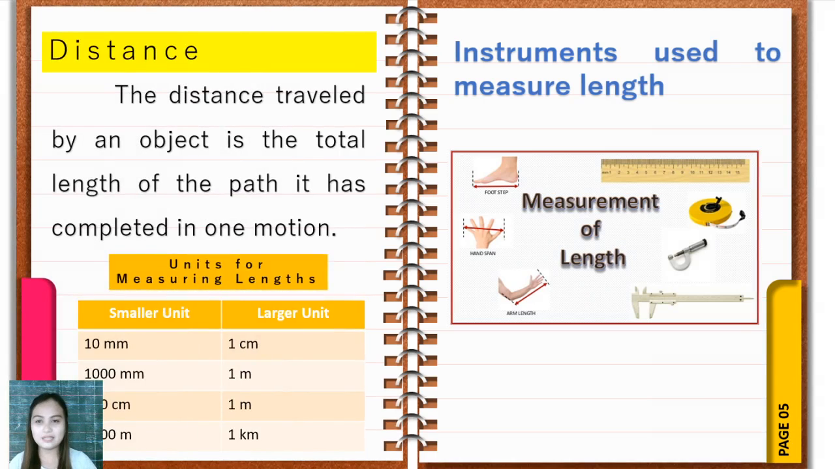Okay, let's have distance. The distance traveled by an object is the total length of the path it has completed in one motion. So how will we measure distance? Okay, we will use the units for measuring length. So we will use millimeter, centimeter, meter, and kilometer.